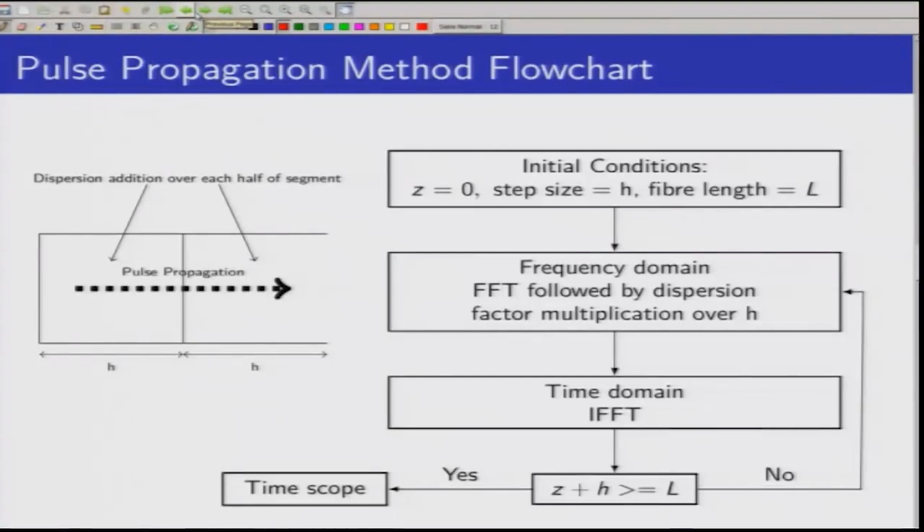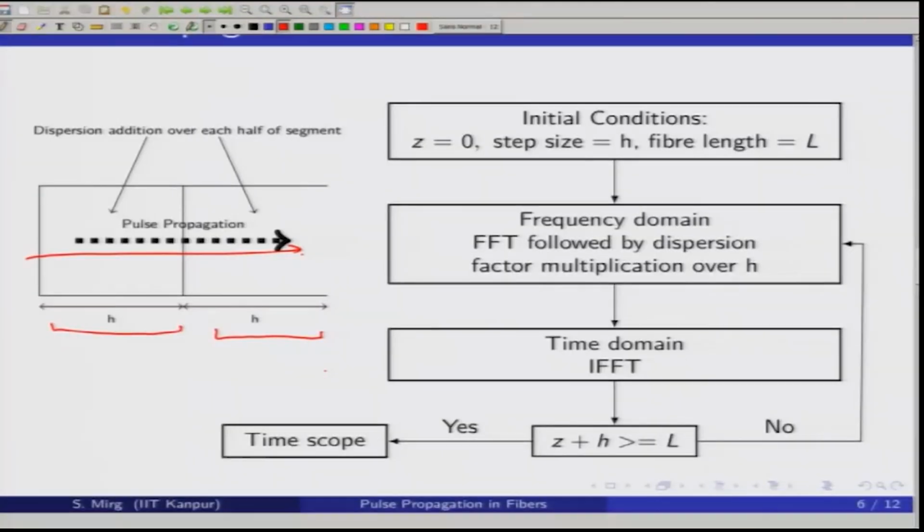The advantage of using this approach is that we get good computational speed. So, we have prepared a flow chart. First we will focus on this figure. This is an optical fiber and the pulse is propagating inside it, and we split the optical fiber into separate sections of each length h. Coming to the flow chart, we have an initial condition where z is equal to 0, which is the start of the optical fiber, and then we have step size equal to h, and the net fiber length over which the pulse will propagate is given by L.